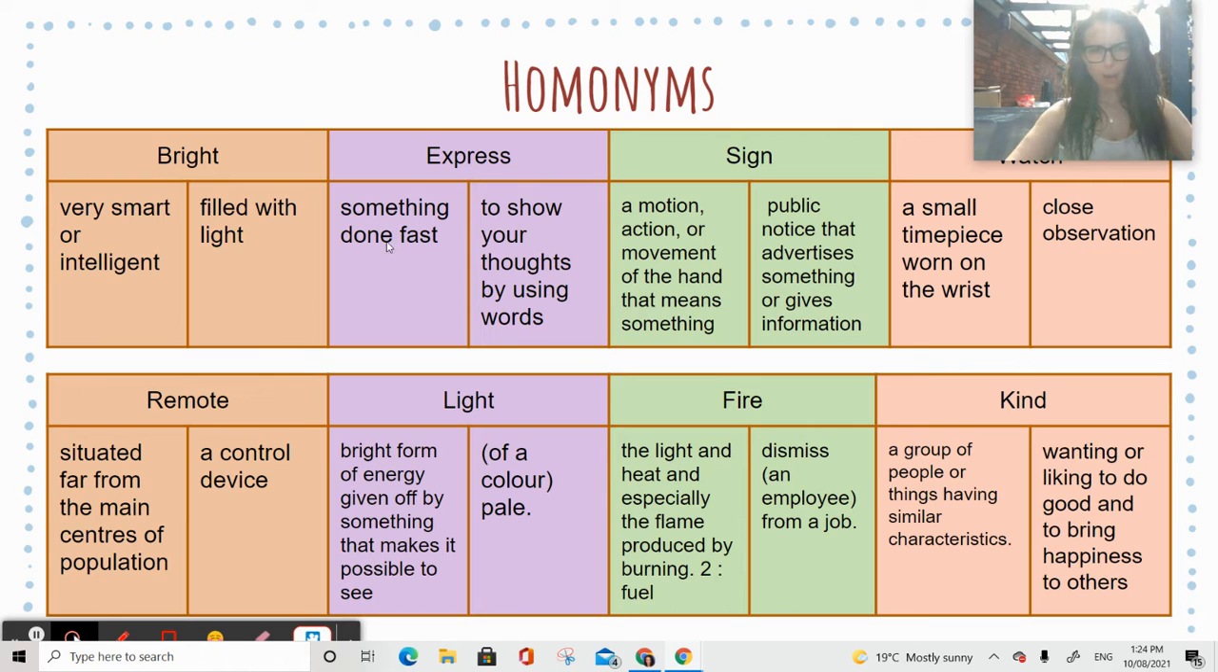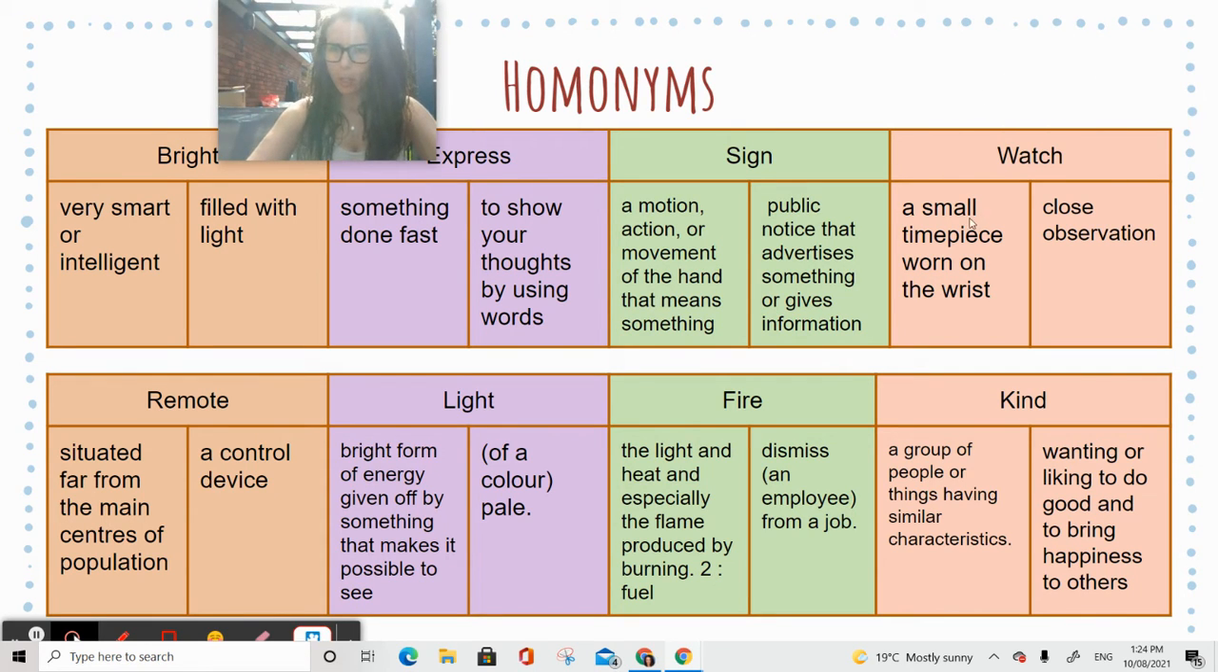Express could mean something done fast, or to show your thoughts or feelings. A sign could be an action or a movement of your hand. So any type of sign, you might be saying stop. Or it's a public notice that advises something or gives information. Another word could be watch, a small timepiece worn on the wrist, but watch can also be to observe. Remote, situated far from the main centers of the population, like remote learning, or a controlled device. Light, a form of energy given off by something that makes it possible to see, or a pale color.